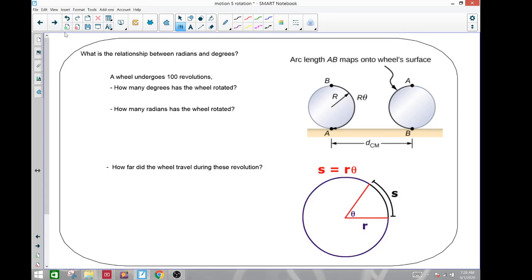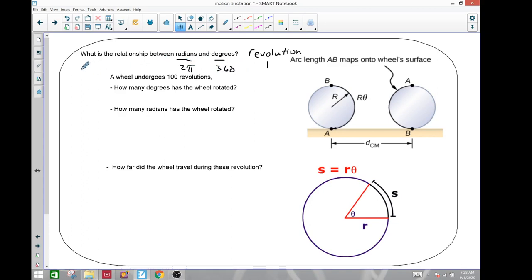Next up, what is the relationship between radians and degrees? We have a couple of things that we use somewhat frequently: radians, which is a rotation, degrees, which is a rotation, and we also have a thing called a revolution. So a wheel has undergone 100 revolutions. One revolution is equal to 360 degrees, which is equal to 2 pi.